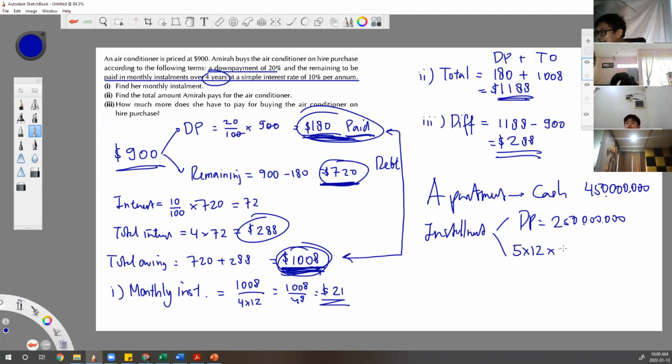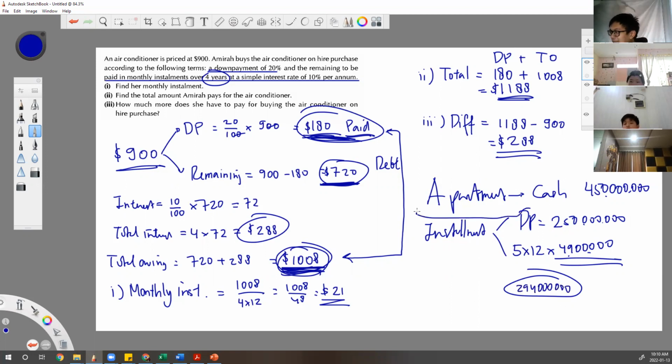Setiap tahun kena 4.900.000. Ya, sebulan bayar segini. Jadi totalnya berapa? Jadi 60 times 4.900.000, 294 juta. Kalau kamu tambahin, jadinya berapa? 250 plus 294, right? Jawabnya 544 juta.